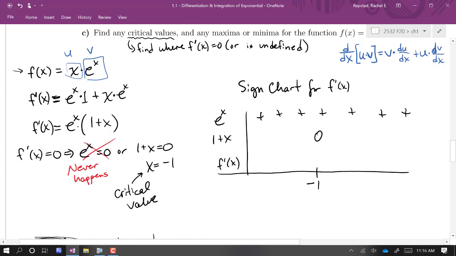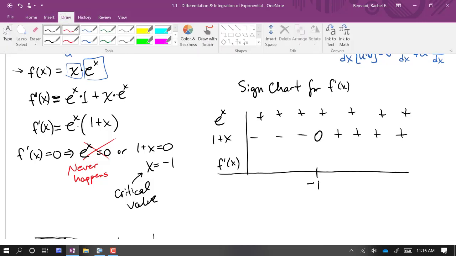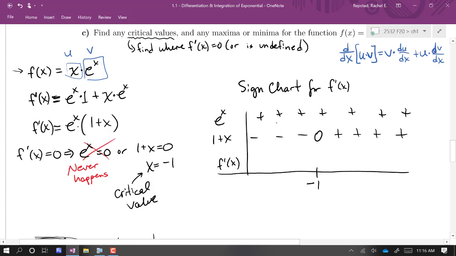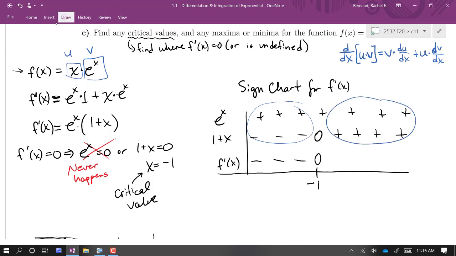1 plus x is 0 at -1. If I plug in something less than -1, it's negative, and if I plug in something greater than -1, it's positive. And then to get the last row, I'm just going to multiply the two top rows. So to the left of -1, I have a positive times a negative, which means this is a negative. At -1, that's where the derivative is 0, and over on the other side, for values greater than -1, I'm multiplying two positives together, and that's a positive.